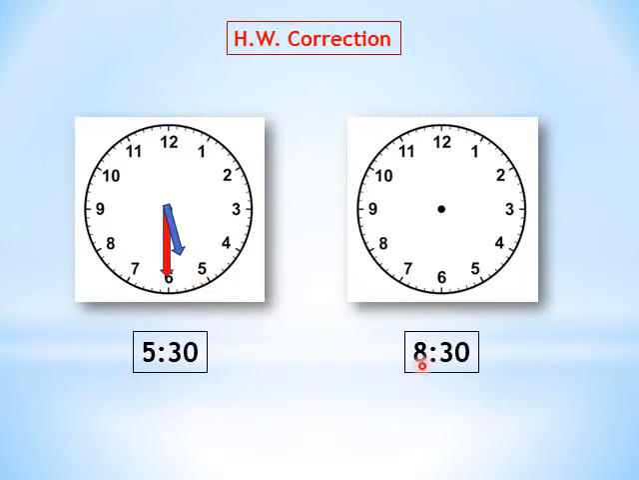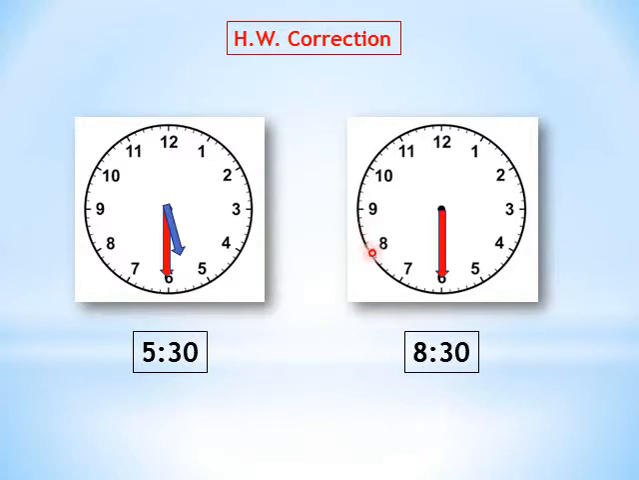The same way here, 8:30. 30, so I will draw my minutes hand pointing to 6 because it's half past. It's 8:30, so it's between 8 o'clock and 9 o'clock. It will be pointing here.